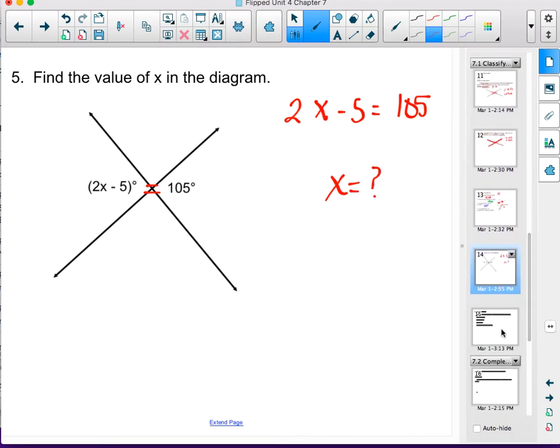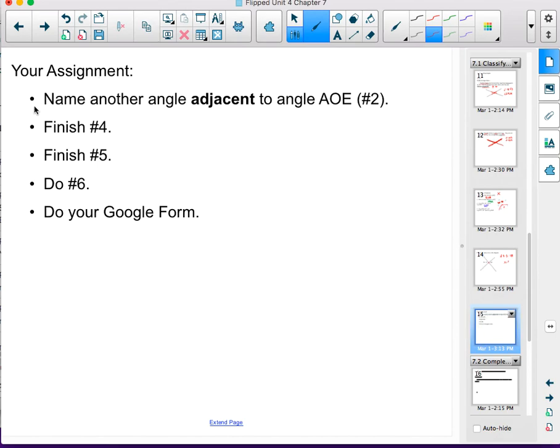That's it for today's lesson. Here's your assignment. First thing you have to do for me is name another angle adjacent to angle AOE in number 2. I also want you to finish number 4. I started that for you. Finish number 5. I started that for you. Don't forget to do number 6. It's very quick. And don't forget your Google form.